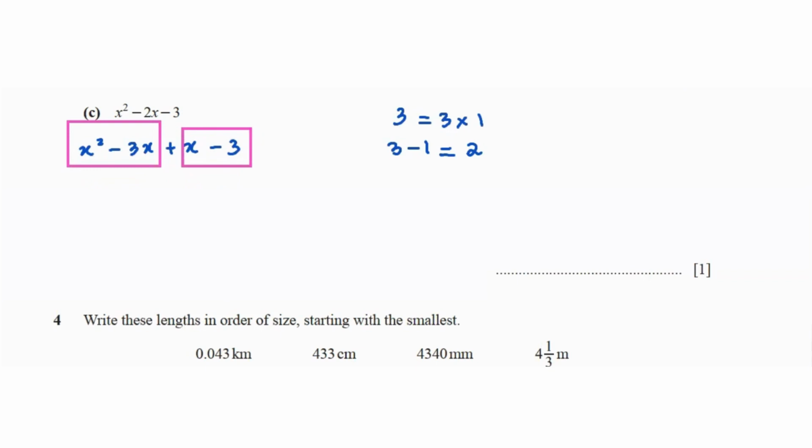Now, if you factorize this, in the first group, we have x common, so x bracket x minus 3. And in the second group, we have positive 1 common, so x minus 3 again. Now we take x minus 3 common, and the other bracket will have x plus 1. That is your answer.